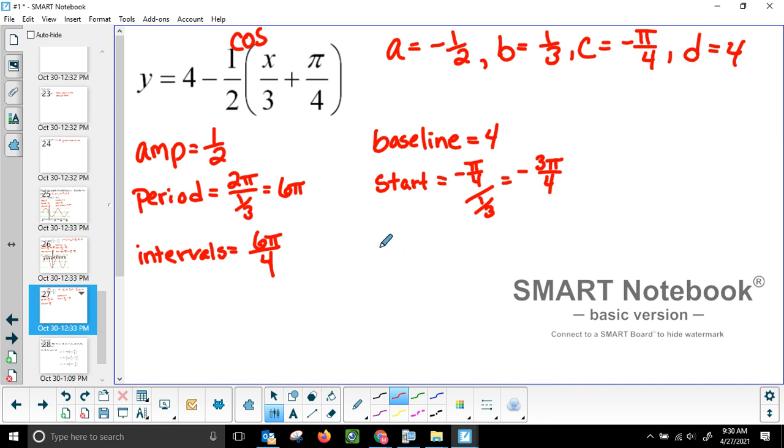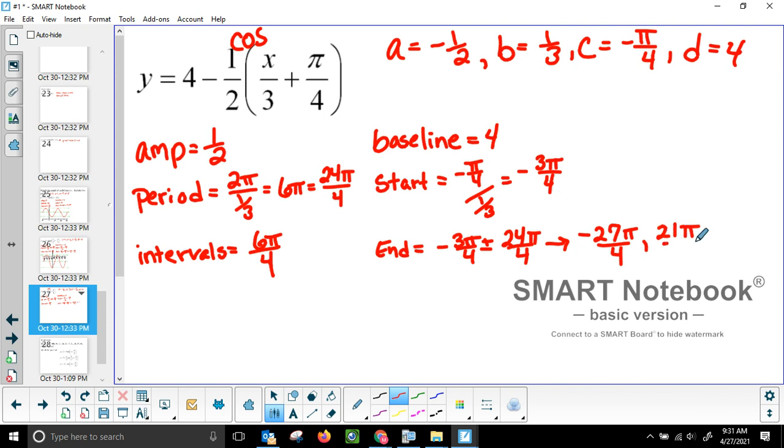All right, and our end is our start plus or minus our period, which we're going to want to get a common denominator here. So this will be 24 pi over 4. As we go to the left, we would get negative 27 pi over 4. And to the right, we would get 21 pi over 4. And now these all have 4s as denominators, so we're good here.